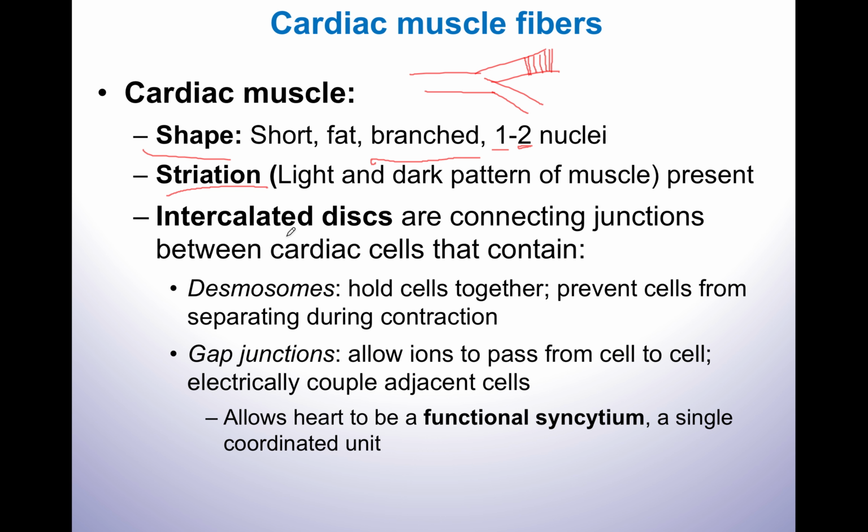Also, where one cell joins another cell, say you have another cell down here and you have branching here, you have these darker lines that connect and join these cells together, and that's referred to as the intercalated discs. Basically, these are desmosome junctions that use linker proteins to connect the cells together.